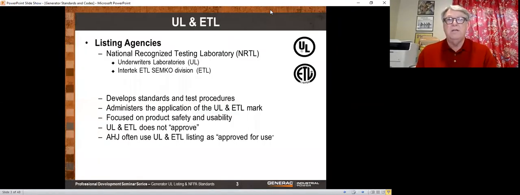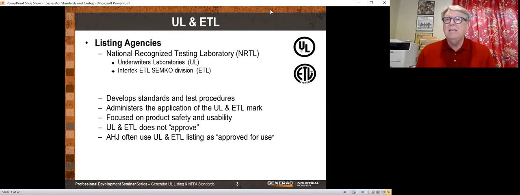Standby generator standards and codes. Well, here's the listing agency. It hasn't been long ago that UL was not required on a standby generator. And if you watch this presentation in a country other than the United States, that may still be true. But these days, you better make sure that your generator has a UL sticker on it.